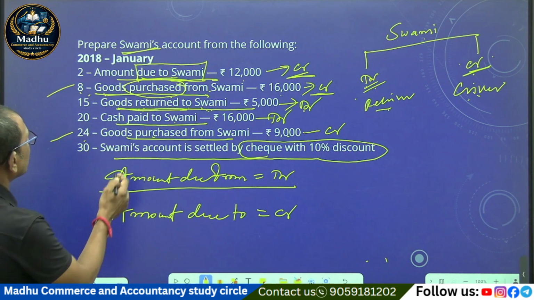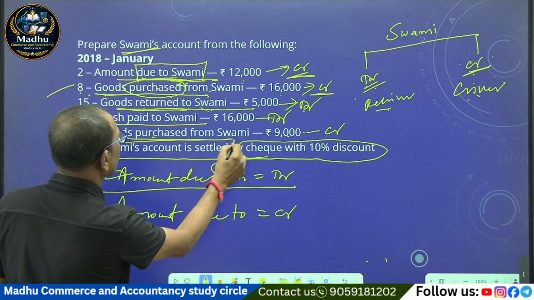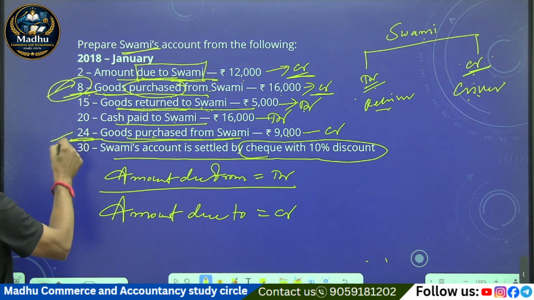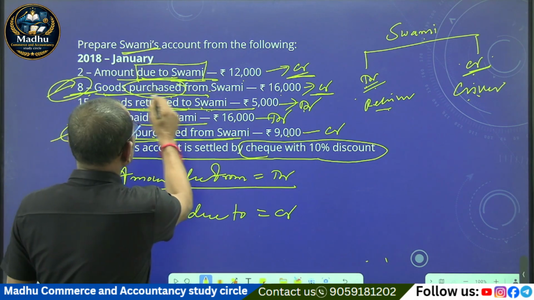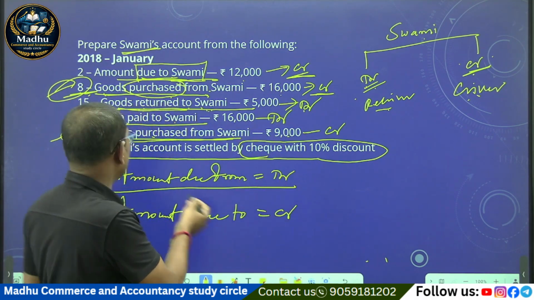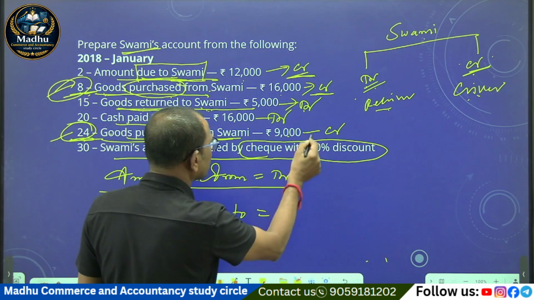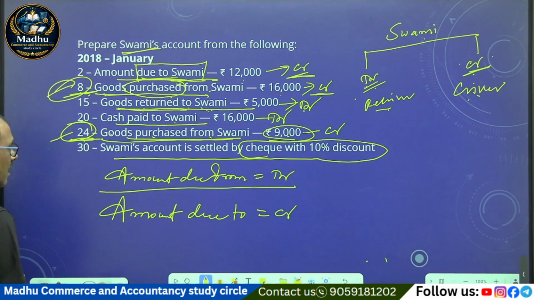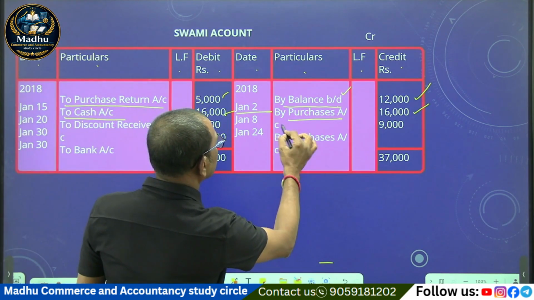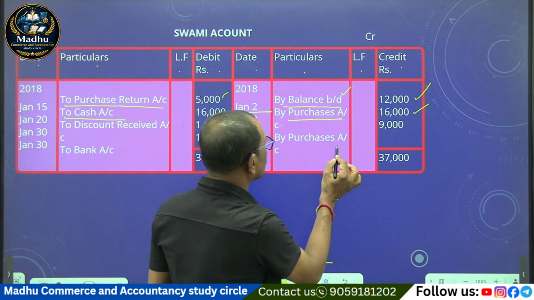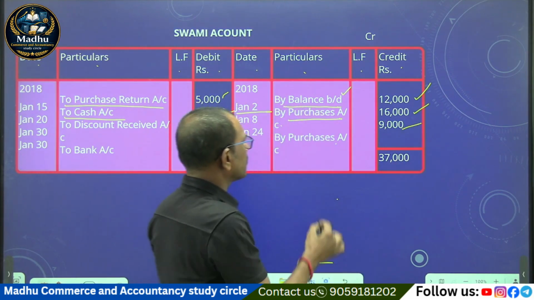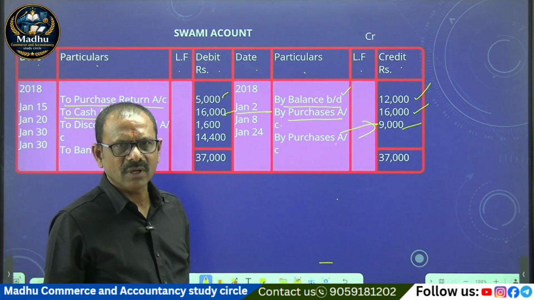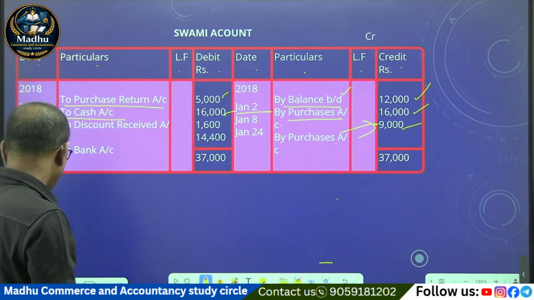Now next one, goods purchased from Swami. Again the same thing, 24th and 8th, both are the same. Goods purchased from Swami, Swami is the giver. Again it is giver, and that's why we write on the credit side, and giver means credit side, by purchases. Again purchases account we write 9,000 rupees. By purchase 9,000 rupees again.